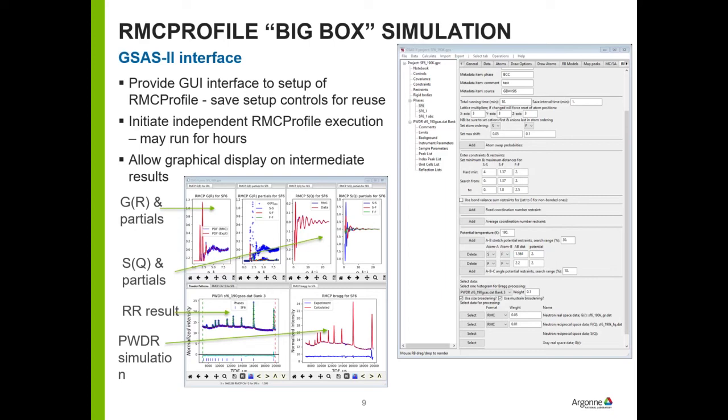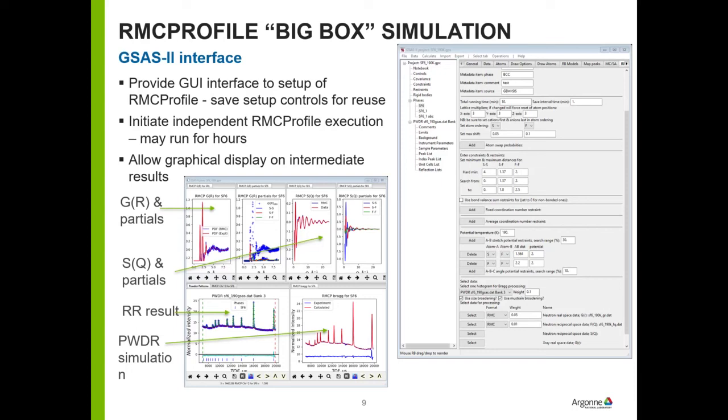So what does RMC Profile do? In a big box simulation, what you do is you take the unit cell and you multiply it out so that it's a large box of atoms, which are then moved around by RMC Profile to match the PDF and the diffraction data simultaneously. Okay? That's what it's trying to do.